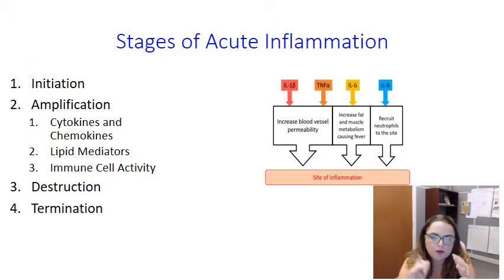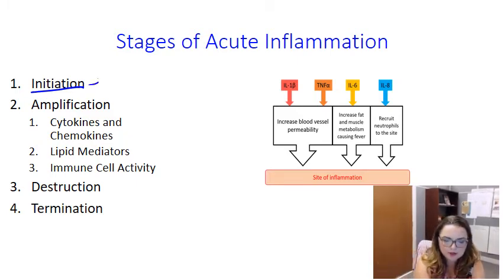Okay, so in the acute inflammatory response, there are 4 global stages: initiation, amplification, destruction, and termination. So let's take them one at a time. Initiation is easy. We've got to start things off. This is all the stuff I just talked about.